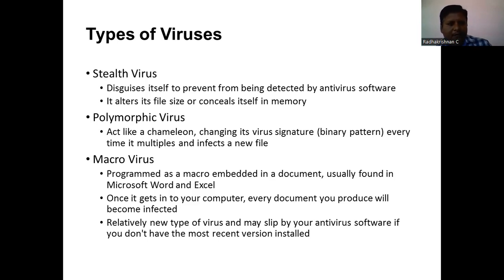Polymorphic virus. A polymorphic virus acts like a chameleon, changing its virus signature in binary format. It changes into some other format, and every time it multiplies and infects a new file. So it is like a chameleon changing its nature, changing its virus signature in terms of binary format. Every time the virus is multiplied: one virus becomes 2, 2 becomes 4, 4 becomes 8, up to infinity. The virus will be automatically updated and multiplied, infecting new files.